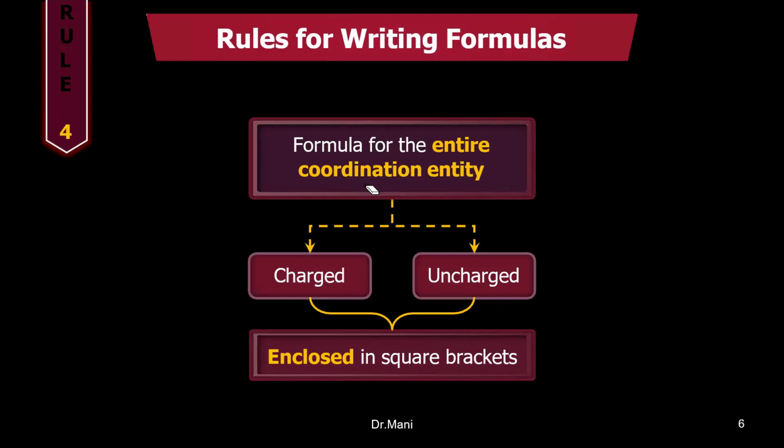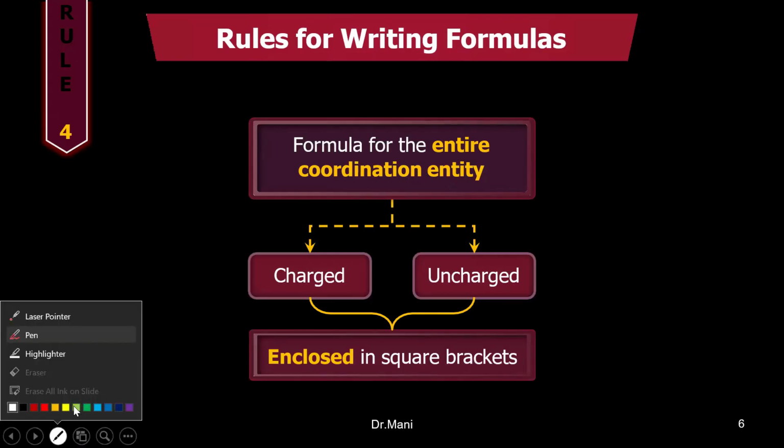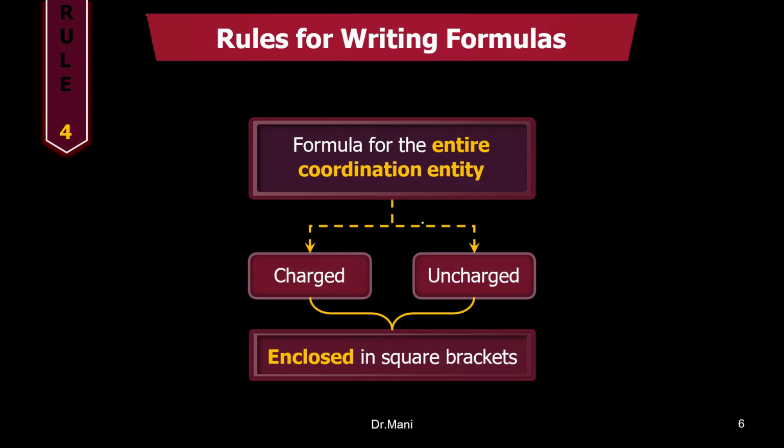Formulas for the entire coordination entity. Entire coordination entity means sometimes we'll be having charged or uncharged. So what is the meaning here? Charged complex means the coordination entity with an overall electric charge. It could be the positive charge or the negative charge.